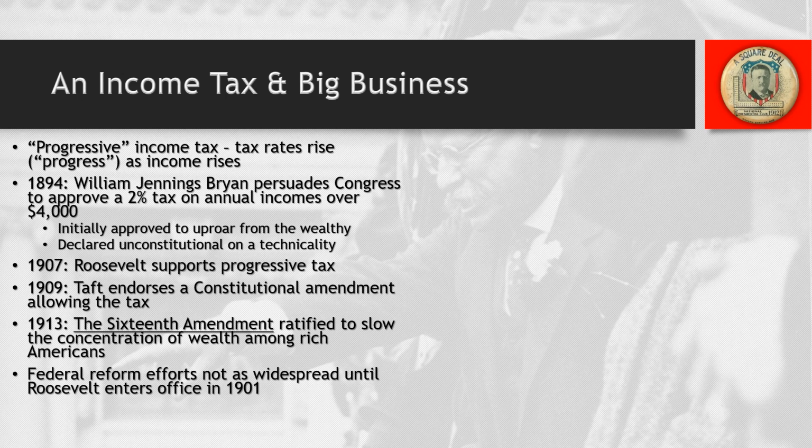And the federal reform efforts are not really as widespread as you would think until Roosevelt gets into office in 1901. And again, because of Roosevelt's personality, because he is so forceful, because he's so eager to get what he wants, and because he casts everything in a moral light, people are more willing to listen to him. Okay, he's not just toeing the party line for the Republicans like most of the other presidents before him did. Right? He's not trying to appease big business. He's trying to fight against it.